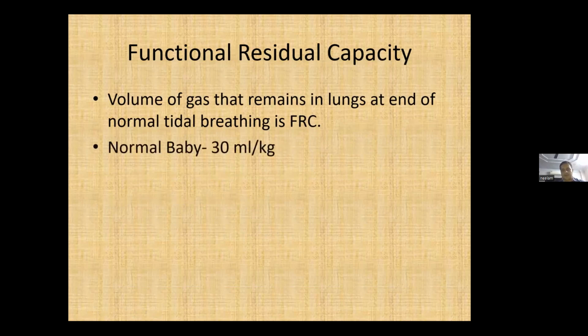And in a normal baby, the value of FRC is somewhere around 30 ml per kg. So if my baby weighs, say, 2 kgs, it should be somewhere around 60 ml, right? And in the baby with hyaline membrane disease or RDS of prematurity, the FRC is expected to be low because the lung compliance is very low and the chest wall compliance is very high. As a result, the lungs are almost collapsed, so the FRC will be very low.